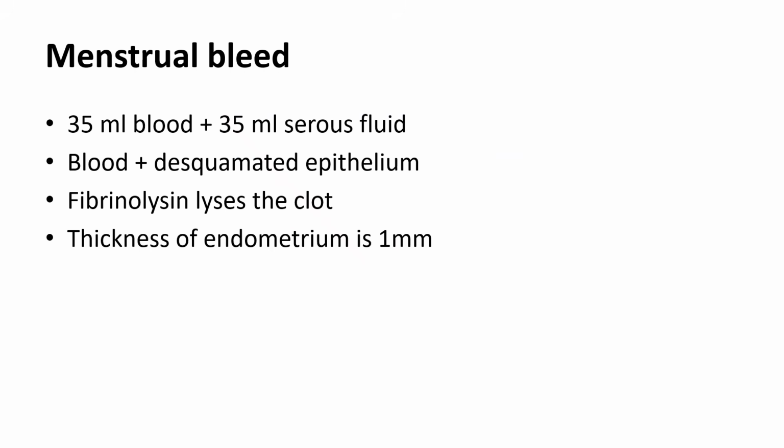Now around 35 ml of menstrual blood along with 35 ml of serous fluid is the routine menstrual bleeding, and the bleed contains blood as well as desquamated epithelium. As the blood clots, it is lysed immediately by fibrinolysin so that it can easily flow out of the uterine cavity. And now the thickness of the endometrium is around 1 mm after the menstrual phase.